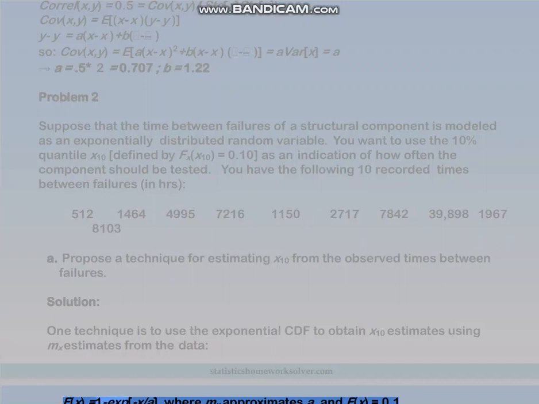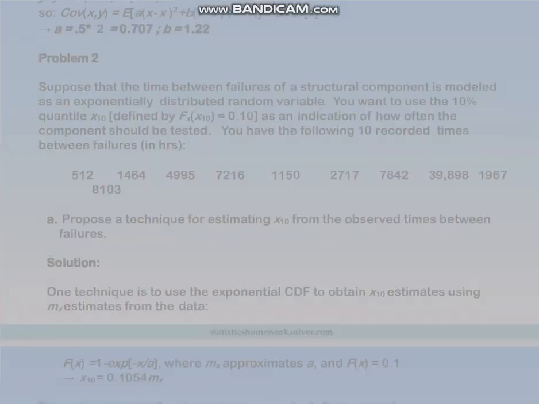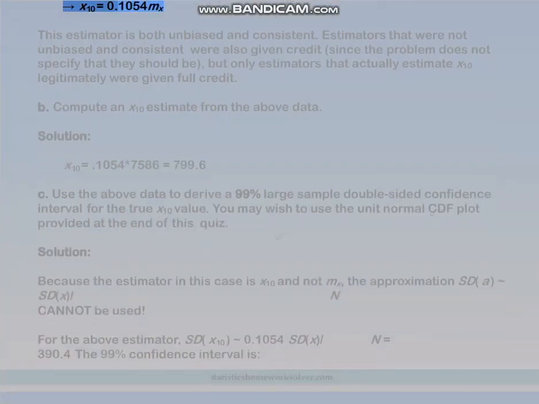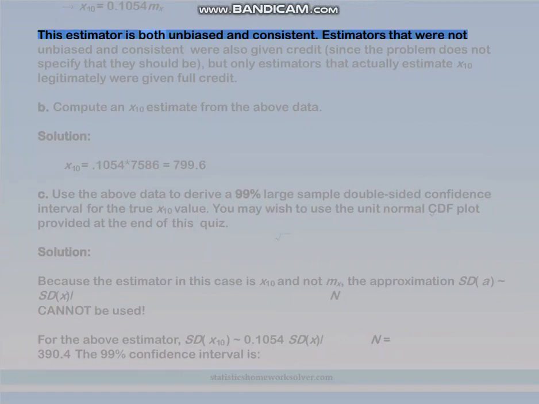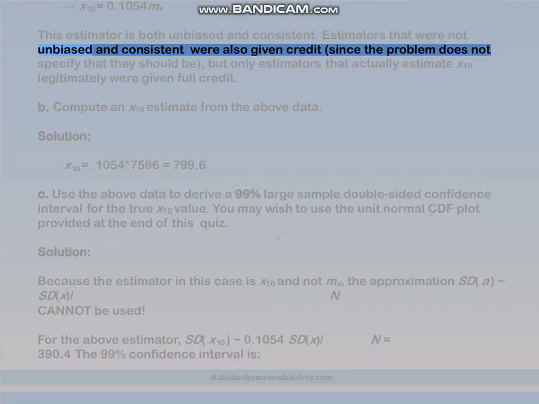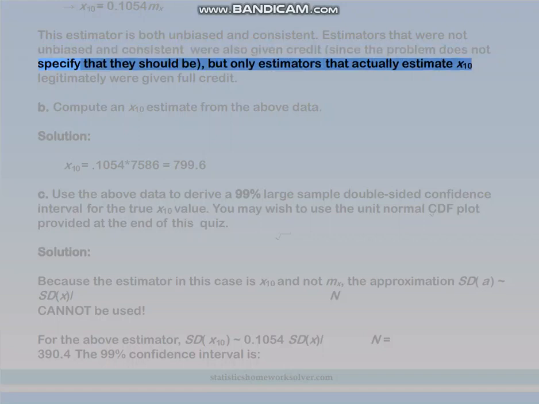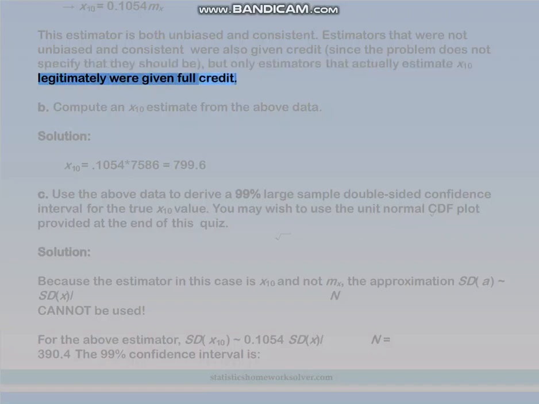F(x) = 1 − exp(−x/a), where the sample mean mx approximates a, and F(x10) = 0.1 gives x10 = 0.1054 mx. This estimator is both unbiased and consistent. Estimators that were not unbiased and consistent were also given credit, since the problem does not specify that they should be, but only estimators that actually estimate x10 legitimately were given full credit.